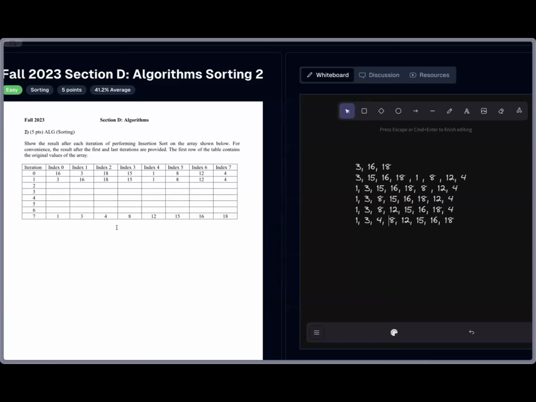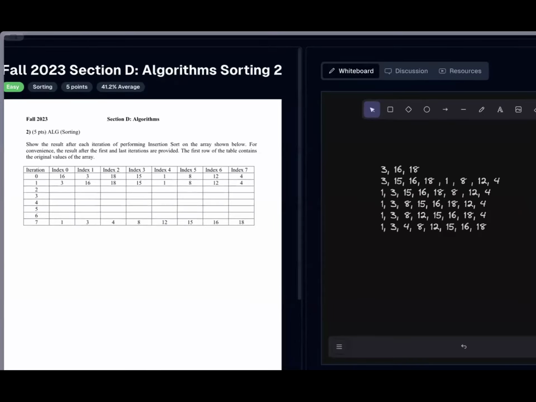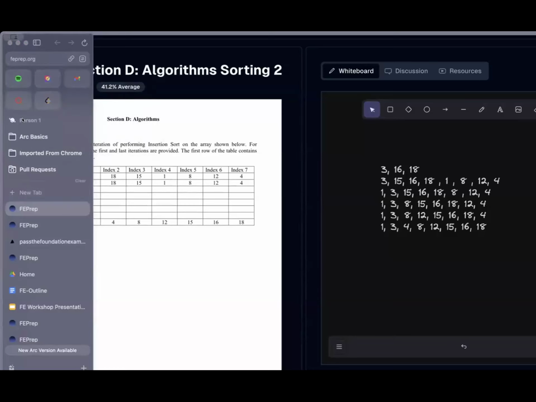Anybody have any questions for this? Or was this kind of self-explanatory? Essentially, yeah. All right. I'll go ahead and move on to the next question.